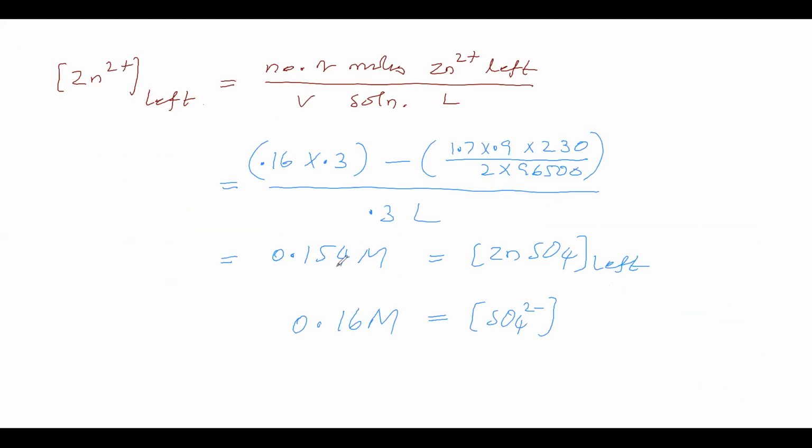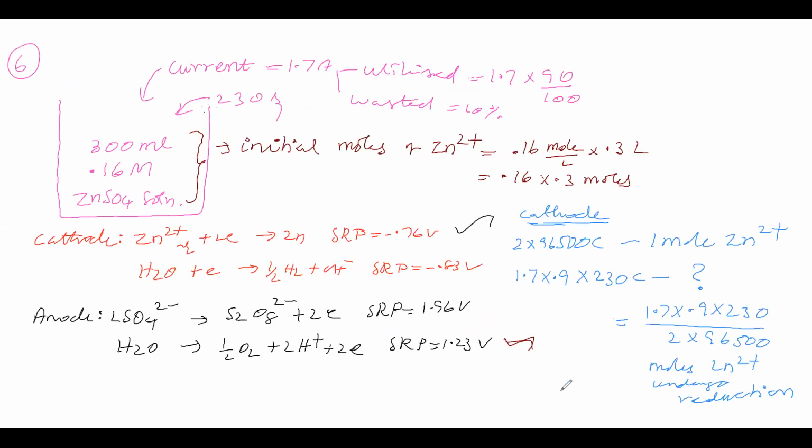You may be having another doubt also. The concentration of Zn2+ left is 0.154 molar, so the concentration of zinc sulfate is 0.154 molar. Then how do you say the concentration of sulfate is 0.16? So what happens to the remaining sulfate? The remaining sulfate is present in the form of sulfuric acid.